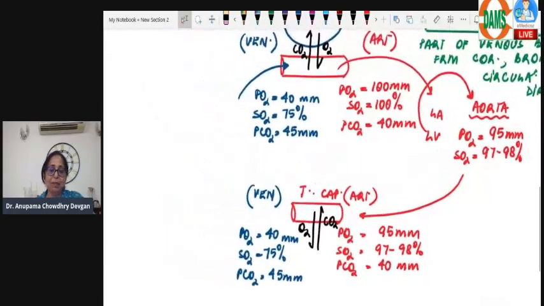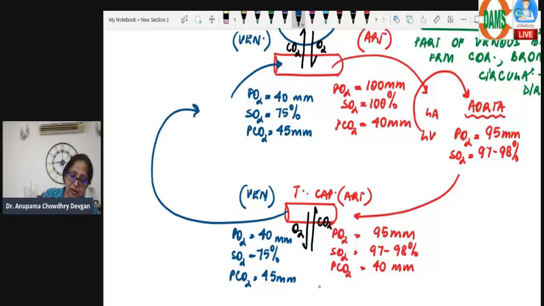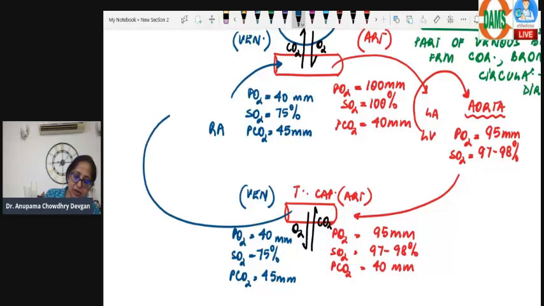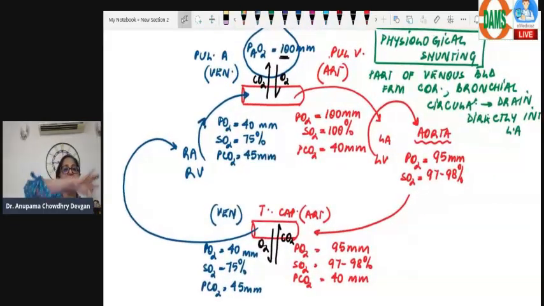Now this blood from the venous side of the capillary will drain into the right side of the heart. Vein, vena cava, right atrium, right ventricle, and from the right ventricle via the pulmonary artery into the pulmonary circulation, and the complete chain will be repeated. This is how the respiratory exchange will take place. Please see this once again.